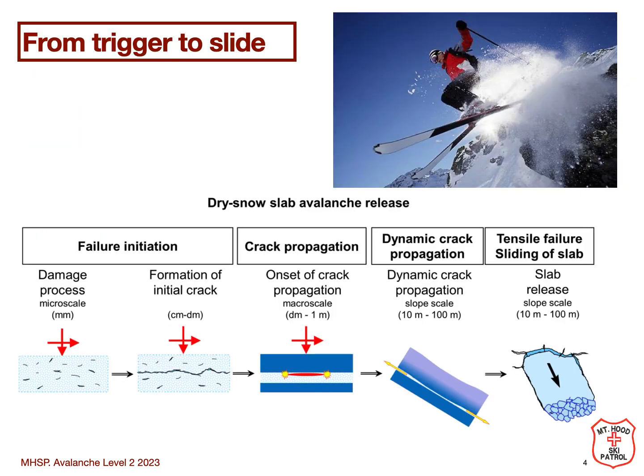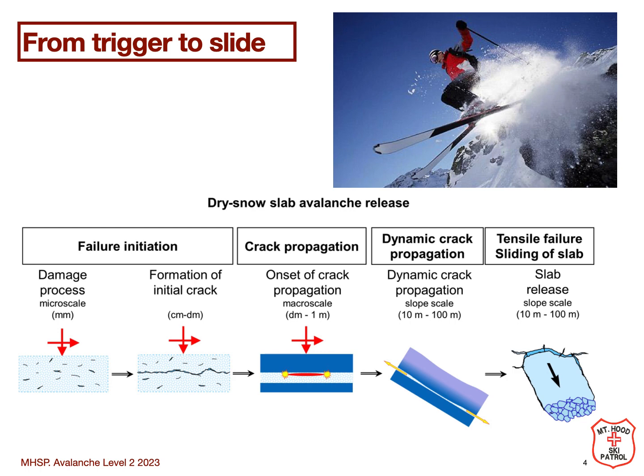Let's look at a trigger event in more detail. Recall from Module 1 that triggers can either be natural events like a cornice failure or man-made events such as a snowmobile. Failure initiation starts with an event that creates damage in the weak layer as shown in the far left on this slide. This is what we would normally consider the trigger event. The damage event drives the formation of the initial crack followed by crack propagation. This is the critical point in the process.